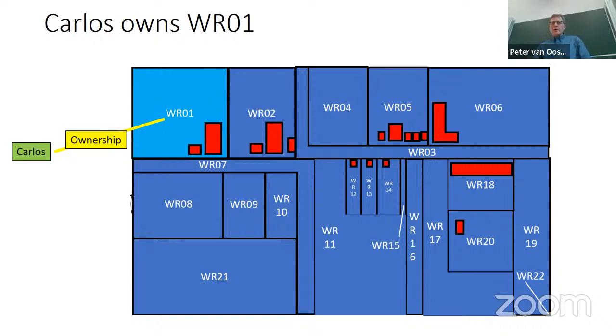Okay, now we are going to look at, say, a normal parcel. It is water river number 1, and that is owned by Carlos. So next to the parcel, you see an association to ownership. That parcel has a right attached to it, and the right holder is Carlos. So that is the connection: the person, the right, and the property.